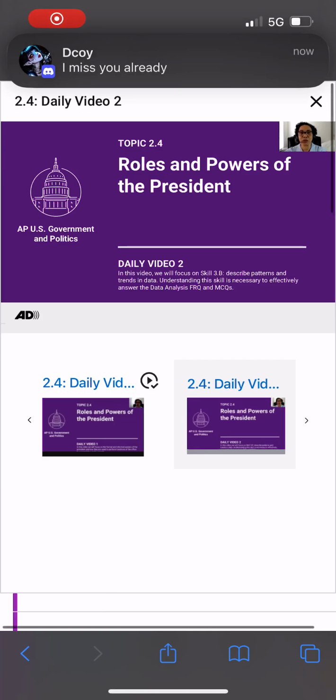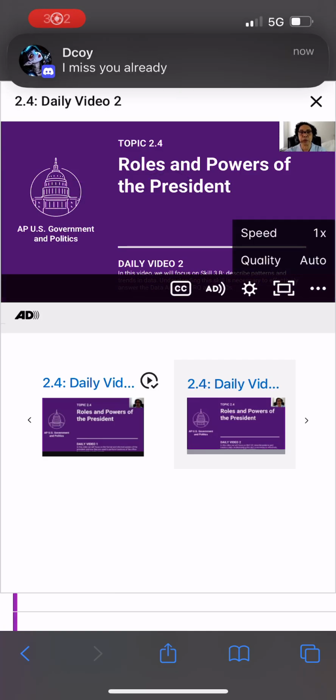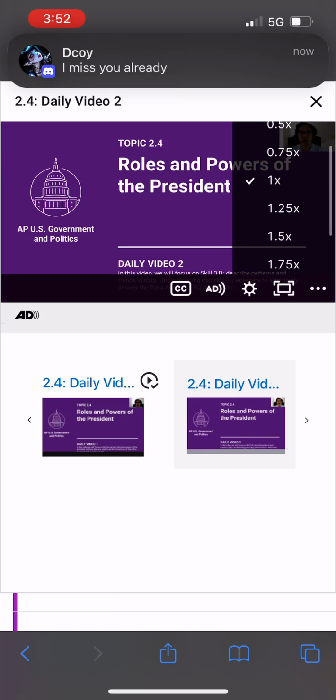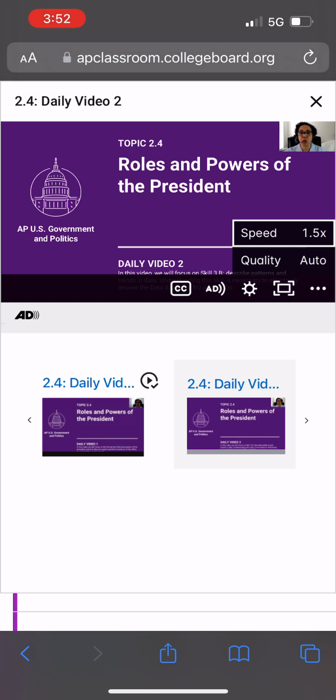I'm a teacher at Suncoast Community High School in Riviera Beach, Florida. We're on topic 2.4, roles and powers of the president. And today we're looking at skill 3.B. That has to do with data.